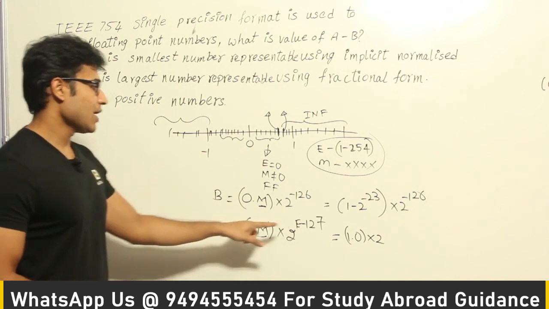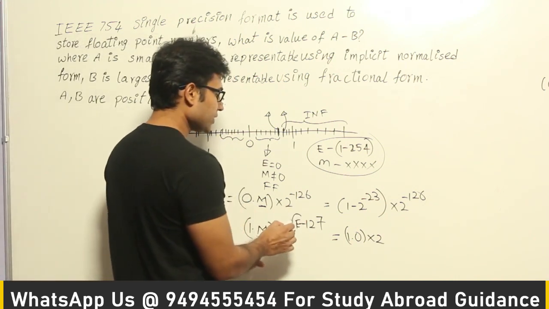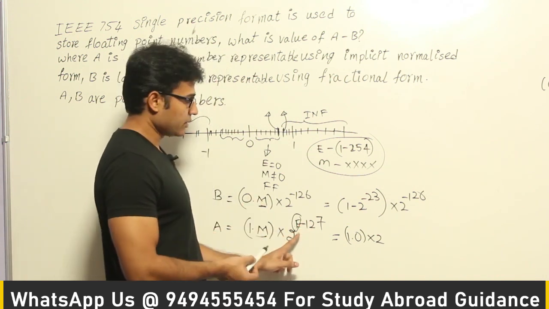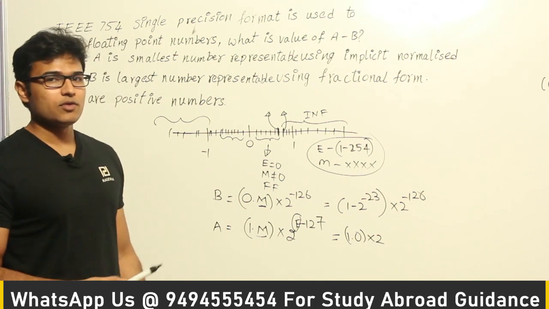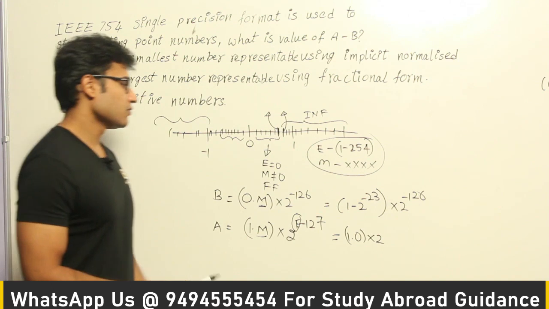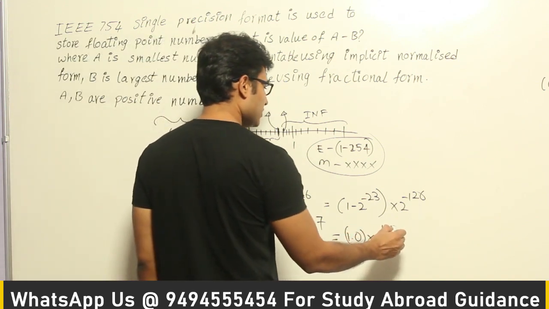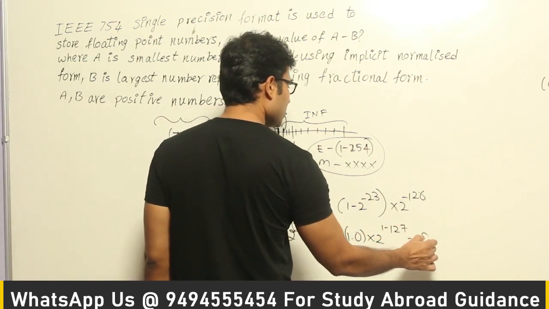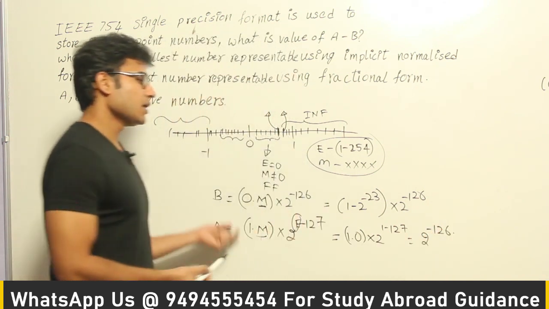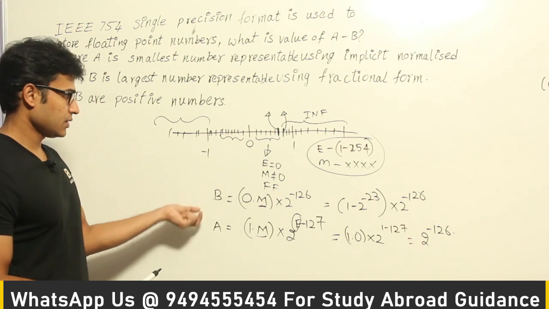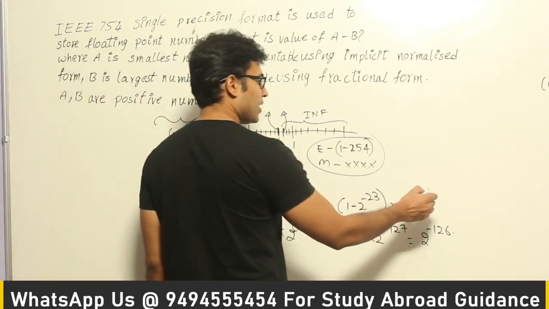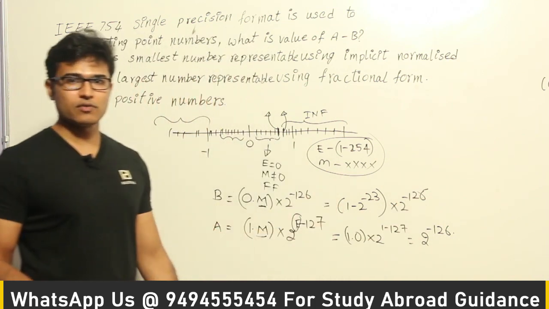So in order to get the value of e, we have to get the minimum possible. Now the range of e is from 1 to 254, isn't it? So what is the minimal e possible? It is 1. Therefore 1 minus 127, so it is going to be 2 power minus 126. So this is a. Now a is 2 power minus 126 and b is 1 minus 2 power 23 into 2 power minus 126.